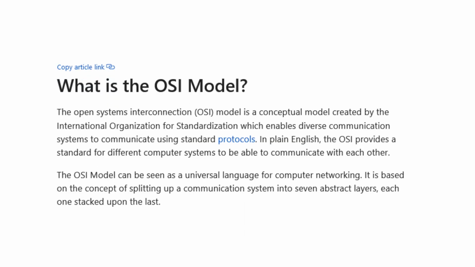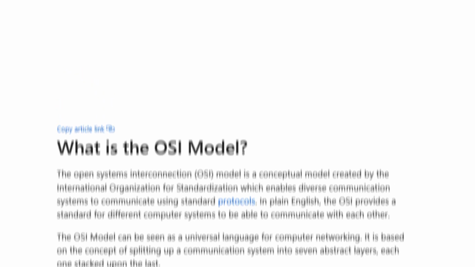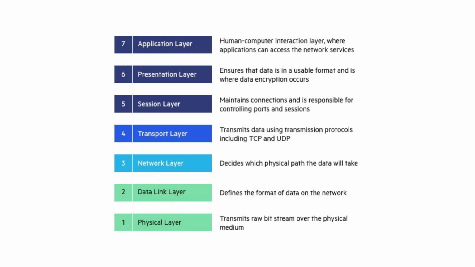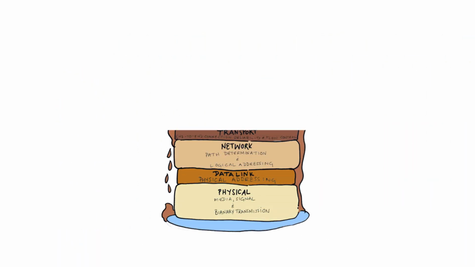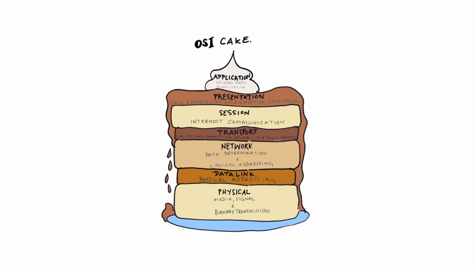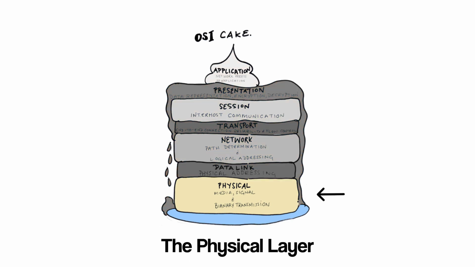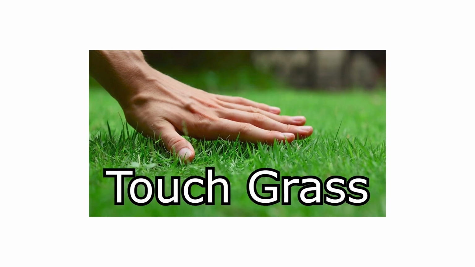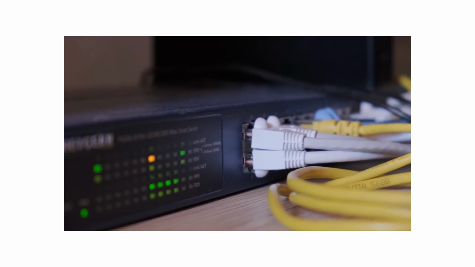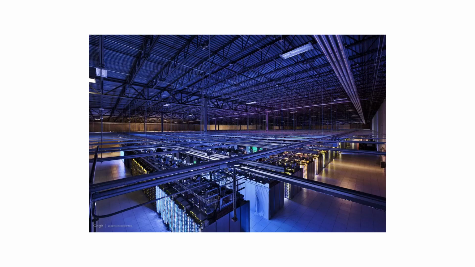The OSI model is a conceptual framework that defines how computers communicate. It's comprised of 7 layers, like a fancy wedding cake. Matter of fact, let's call it the networking cake because I hate acronyms with a passion. The networking cake starts with layer 1, the physical layer, the real world, aka touching grass. The cables, wiring, and switches that facilitate the physical transfer of data.